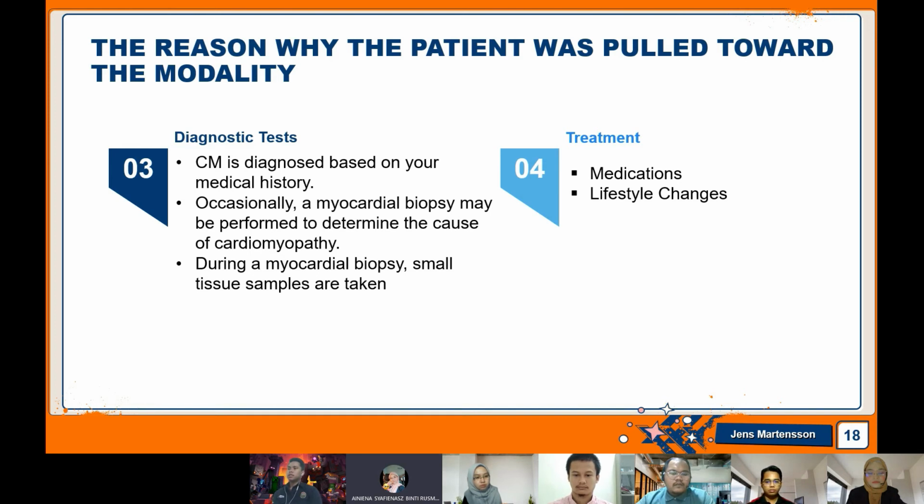Okay, the last one is exercise. The doctor will tell you whether or not you can exercise. Non-competitive aerobic exercise is recommended for most people with cardiomyopathy. Weightlifting may not be recommended.